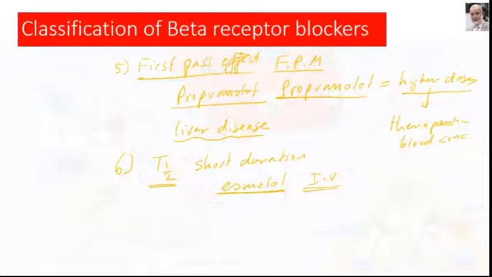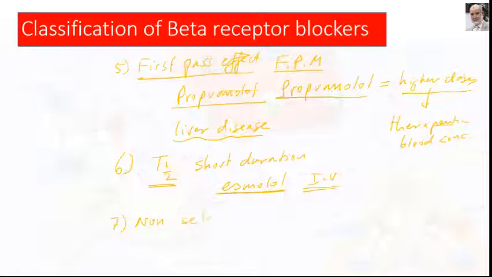Esmolol has a very short half-life. Why? Because it is an ester. It is easily hydrolyzed in the blood. Therefore, it will have a very short duration of action. Esmolol. Okay. Lastly, some of them are non-selective.